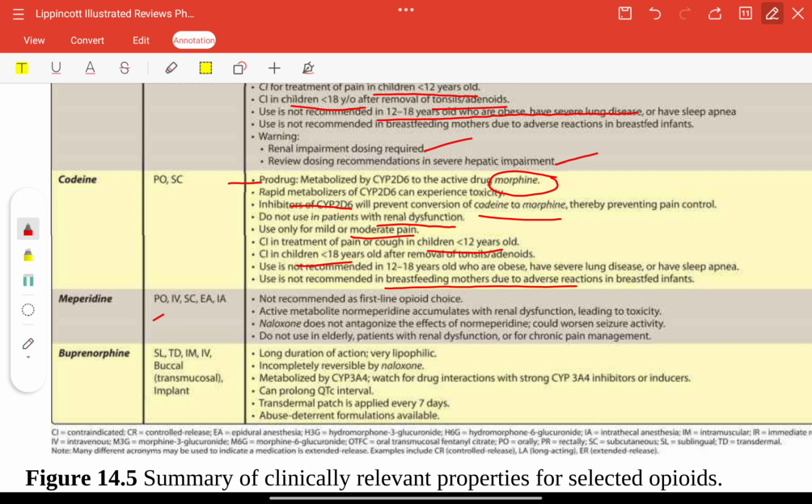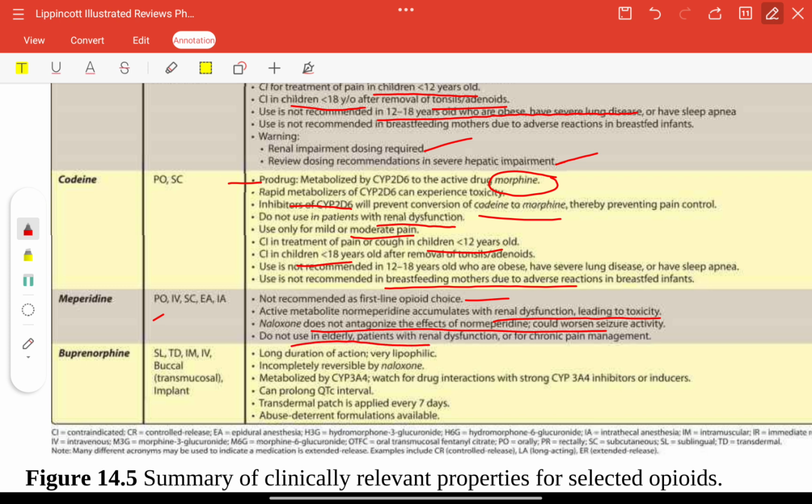Meperidine, oral and IV, is not recommended as a first line opioid choice. The active metabolite normeperidine accumulates with renal dysfunction, leading to toxicity. Naloxone does not antagonize the effects of normeperidine. Not used in elderly patients with renal dysfunction.